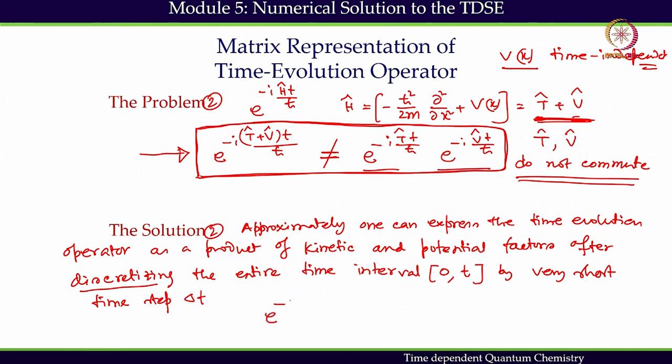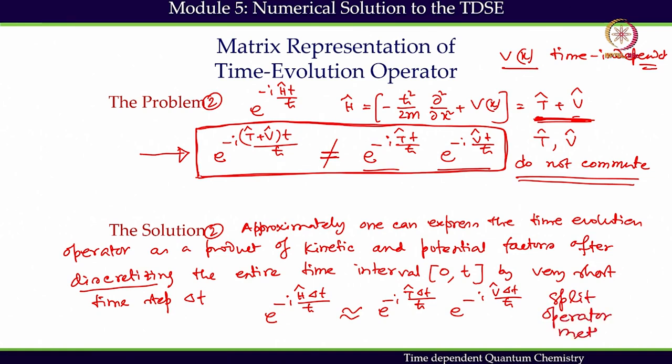e to the power minus i H delta t by h cut. Now I have delta t, a very small time step. For a very small time step, I can approximately write they are equal: e to the power minus i T delta t by h cut multiplied by e to the power minus i V delta t by h cut. This is just an approximation, and we are splitting these operators, that's why it is called the split operator method.